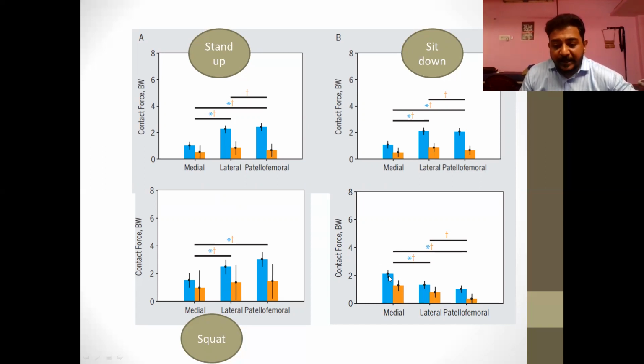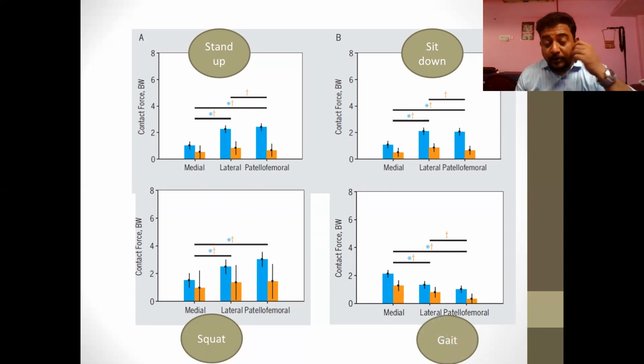But if you see the last activity here, the medial condyle is more stressed than the lateral condyle and the patellofemoral joint. What activity might this be? This is nothing but your normal gait. So when you are walking, you're subjecting your medial condyle to maximum forces, whereas when you're doing the other activities like squatting, sit to stand, you are relieving the medial condyle as such.